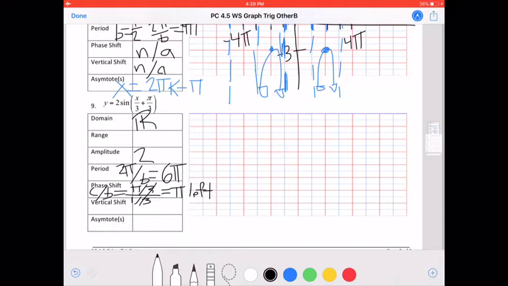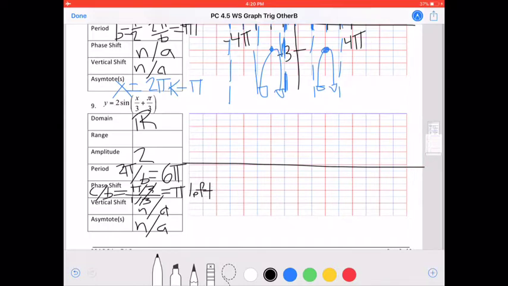Vertical shift, we don't have a D, so we don't have a vertical shift. And then for sine, we have no asymptotes, so we can put an NA there as well. We just need to go back and talk about range after we're done graphing. Since we didn't have any shifts, we have a normal axis. We don't have any vertical shifts, so our x-axis still goes right down the middle.